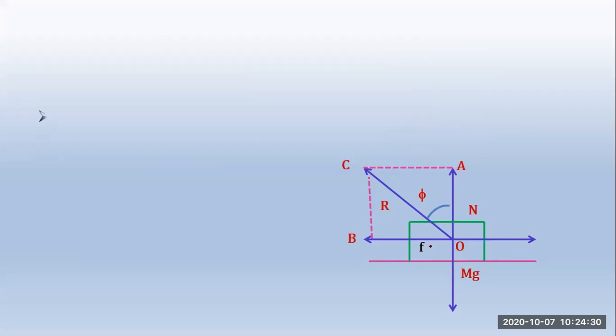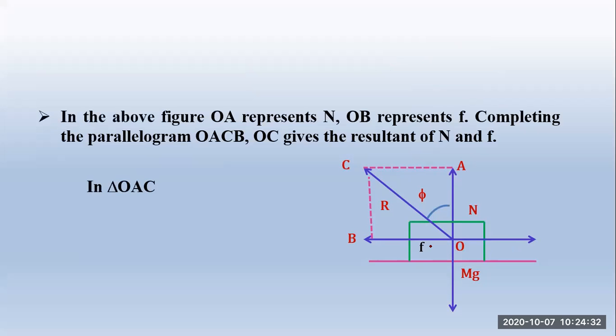Okay, next is, in the above figure, OA represents N and OB represents F. OA is normal and OB is the friction force, completing a parallelogram. OC gives the resultant. So you can write tan phi equal to friction by normal.